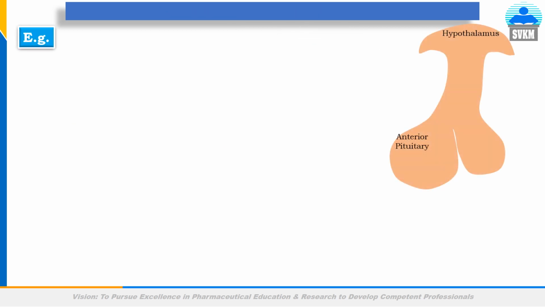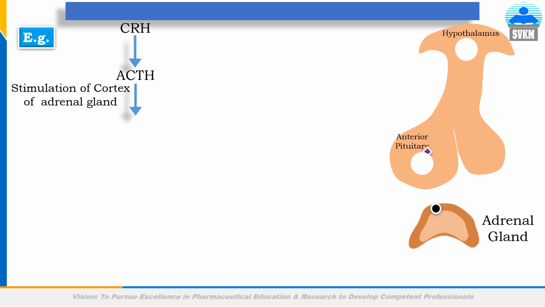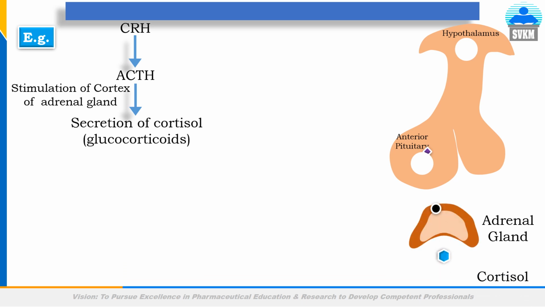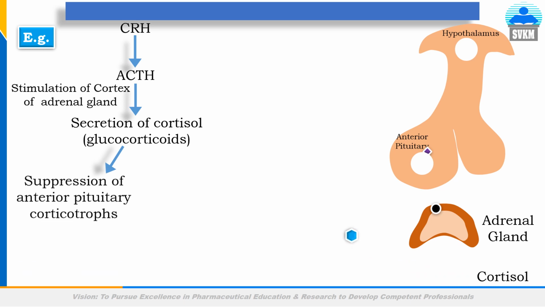For example, the CRH released from the neurosecretory cells of the hypothalamus acts on the anterior pituitary cells, which release the ACTH into the circulation. This ACTH acts on the adrenal gland, where it stimulates the cortex of the adrenal gland, which produces the hormone cortisol, a glucocorticoid, into the circulation.